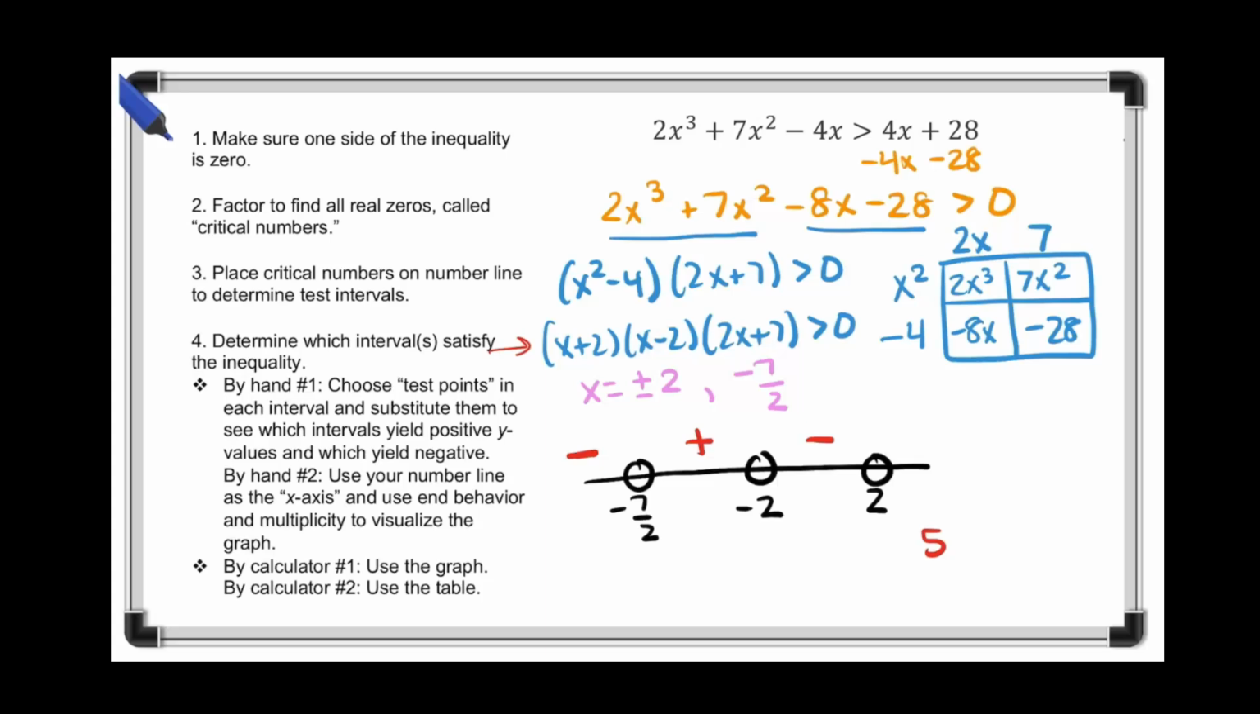And we'll choose 5. So you've got positive, and you have positive, which will get you a positive answer. So now let's think about what's happening regarding your end behavior. You have an odd degree and you have a positive lead coefficient. So if you have an odd degree and a positive lead coefficient, that means the end on the left is going to be pointing down and the end on the right is going to be pointing up.